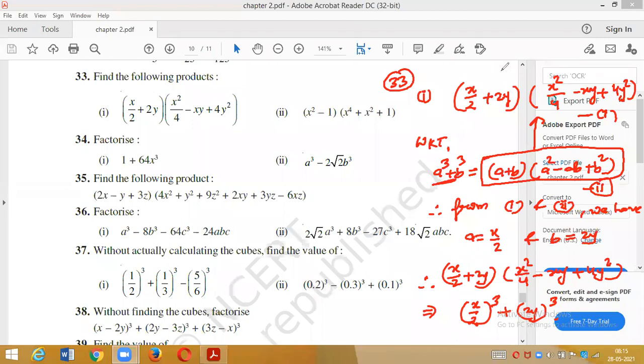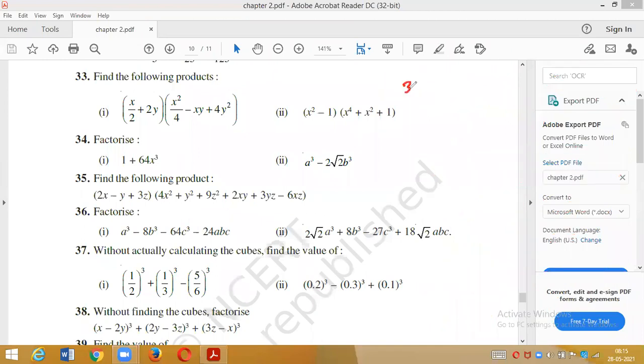Question number now 34. Question number 34, in that second one, we are going to use either a cube plus b cube or a cube minus b cube, right? In the second one, it is given that a cube minus 2 root 2 b cube.